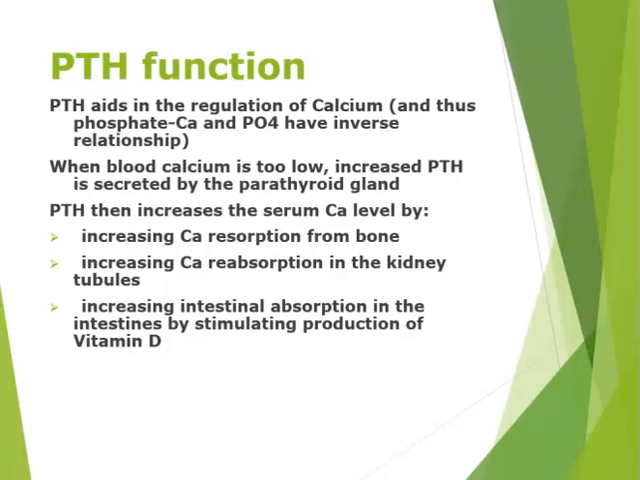Parathyroid hormone then increases the serum calcium level by increasing calcium reabsorption from the bones, increasing calcium reabsorption in the kidney tubules, and increasing intestinal absorption in the intestines by stimulating the production of vitamin D. Remember, vitamin D helps absorb calcium.